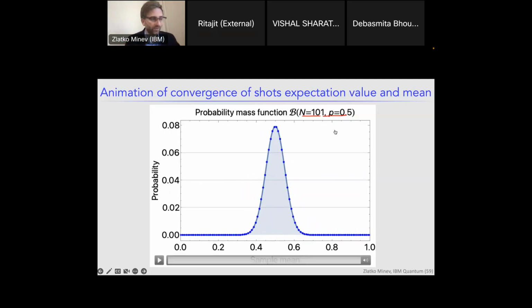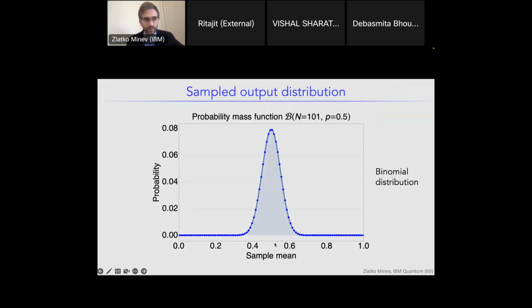However, because we took a finite number of samples, 101 shots here, you notice that I still have the possibility to find the value 0.6 with some finite probability, whereas the true sample mean is 0.5. And of course, this is the very familiar binomial distribution, which tells you exactly about this problem.